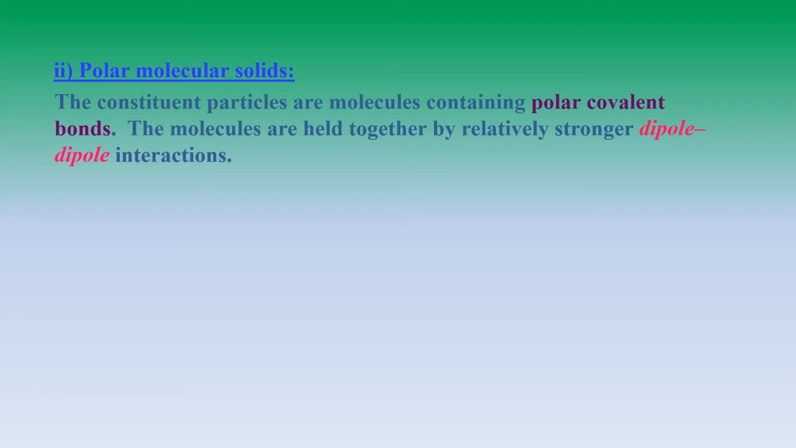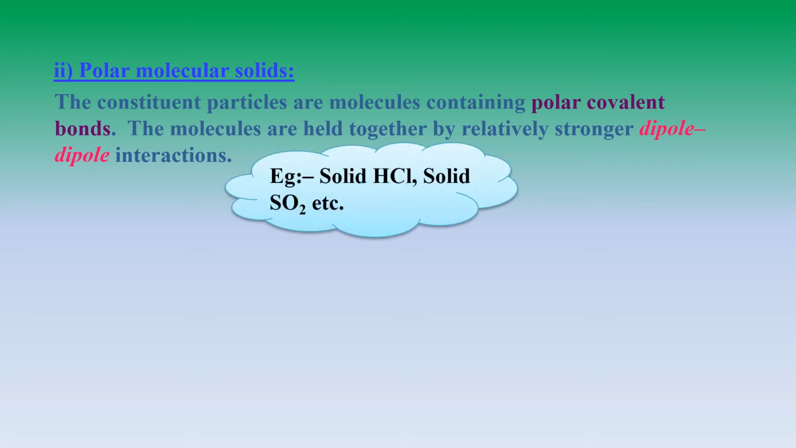Second type is polar molecular solids. In polar molecular solids, the constituent particles are containing polar covalent bonds. The molecules are held together by relatively stronger interaction called dipole-dipole interaction. Previously, in non-polar molecular solids, there is a weak force of interaction called dispersion force or London force. But in polar molecules, there is relatively stronger interaction called dipole-dipole interaction. Examples for polar molecular solids are HCl and SO2.